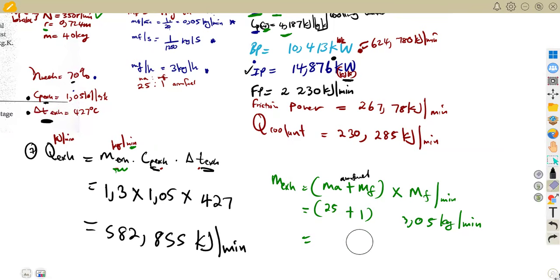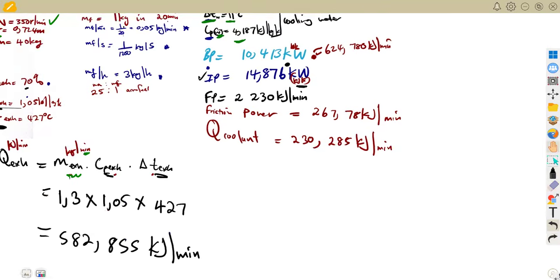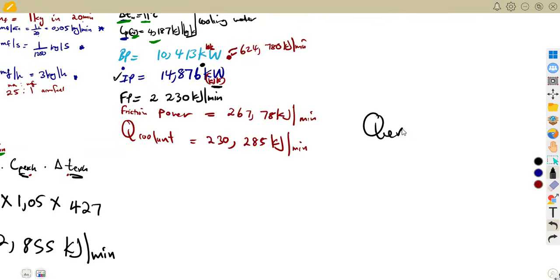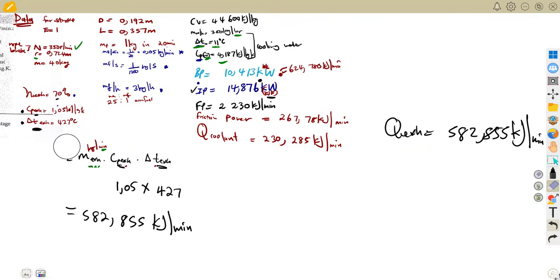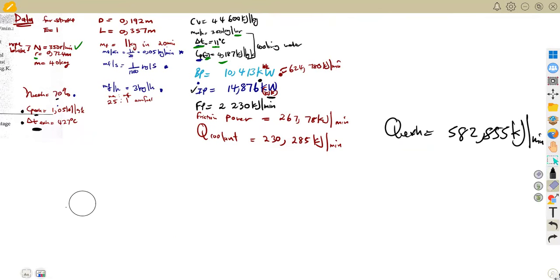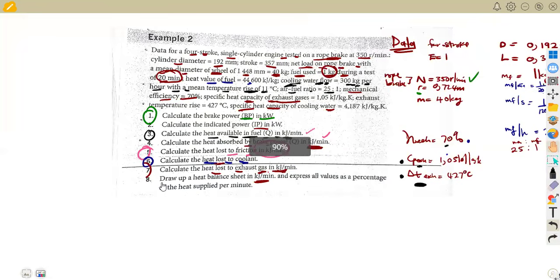But also here, how to find the mass of the exhaust gases plays a role. All right? So we have got a Q for the exhaust gases, which is 582,855 kilojoules per minute. All right, so that was our question. That is everything there. Then they are saying, draw up a heat balance. This is what we need here.